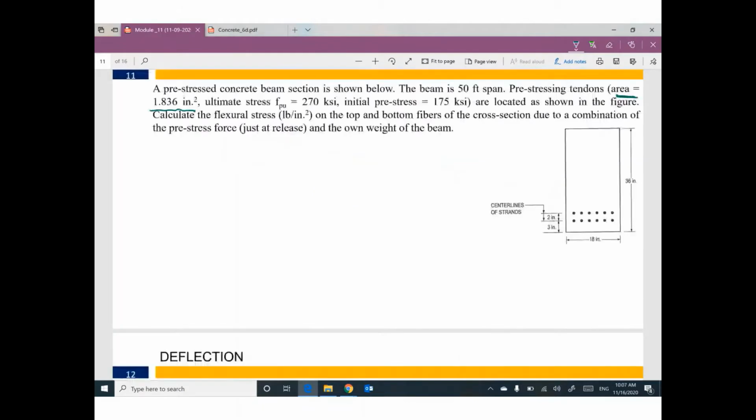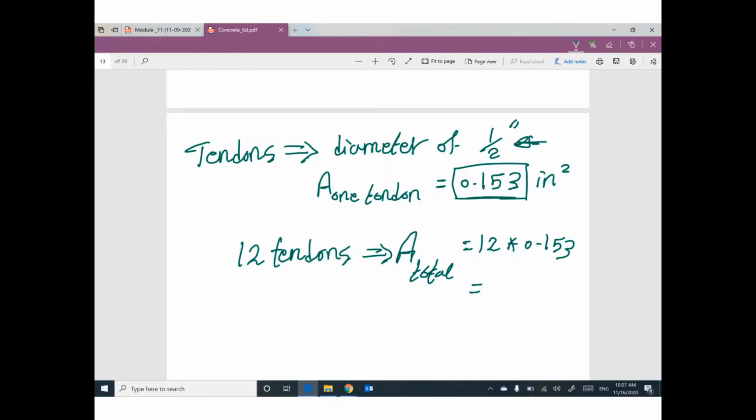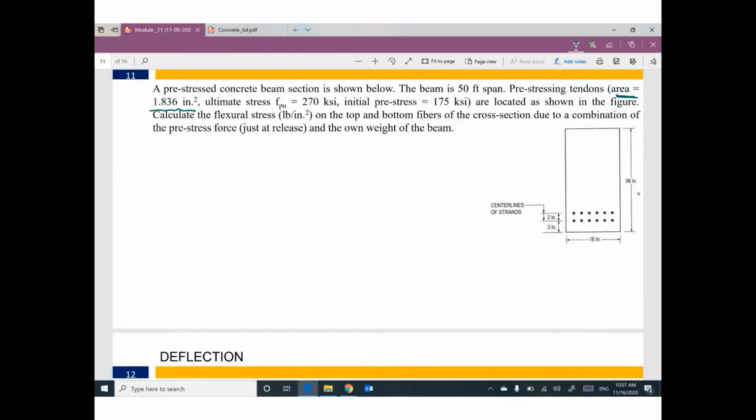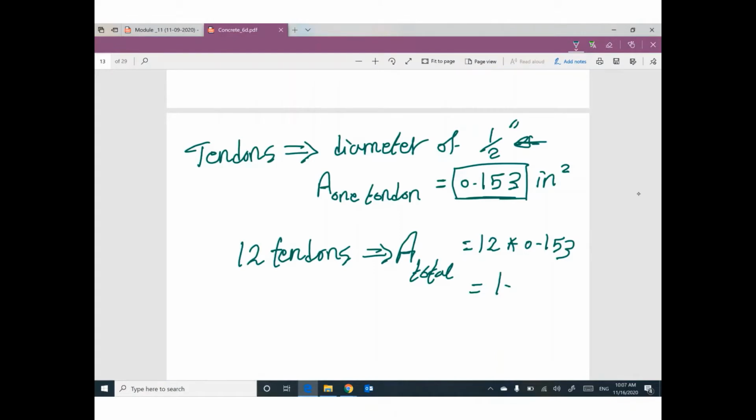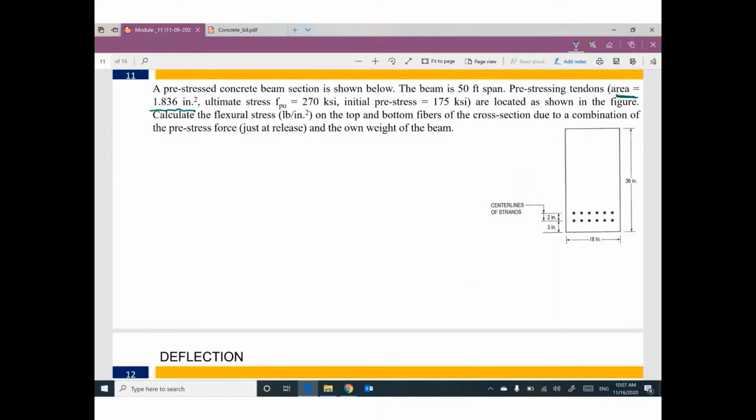So in this problem, we have 12 tendons. That means the total area for tendons will be 12 times 0.153. Your total area will be 1.836 inch square. So I gave you the total area for tendons in one time.